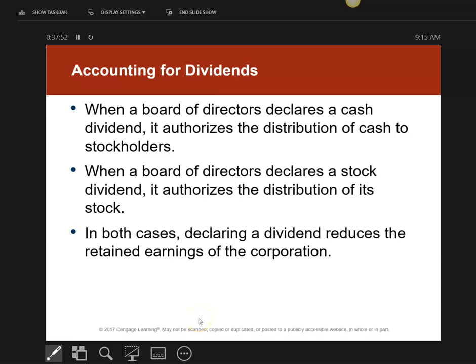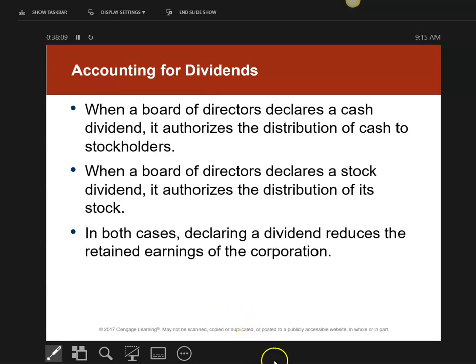So next we're going to talk about how to account for dividends. And again, a corporation does not by law have to issue dividends, but you understand that if they don't, people will get upset, sell their stock, prices drop, flood the market.